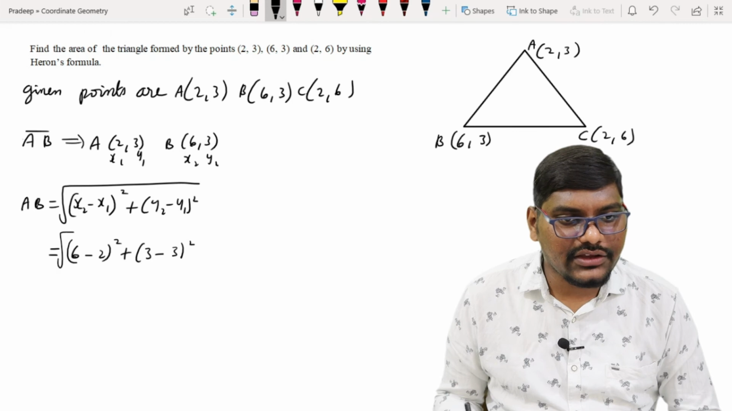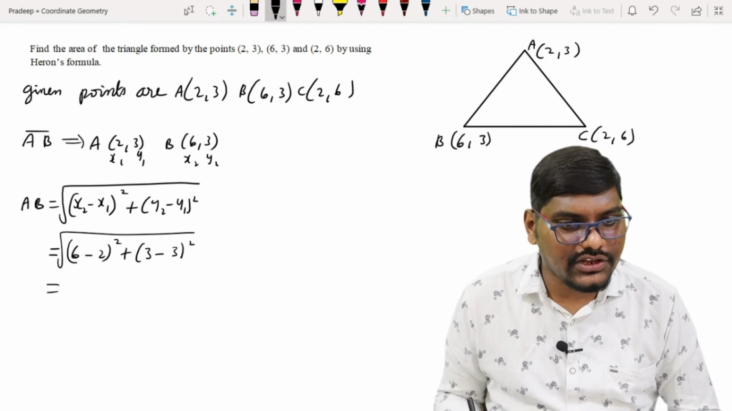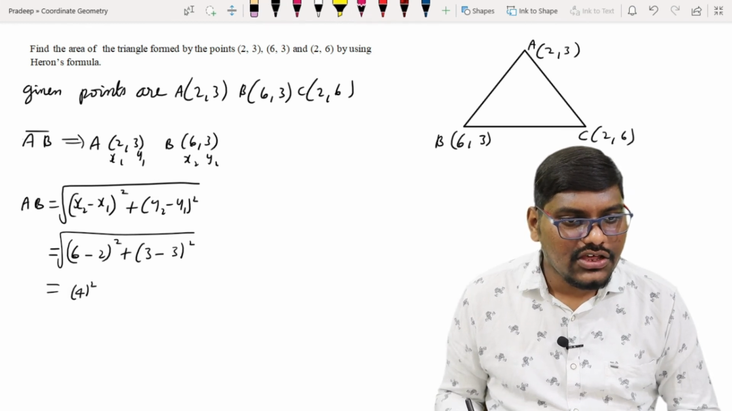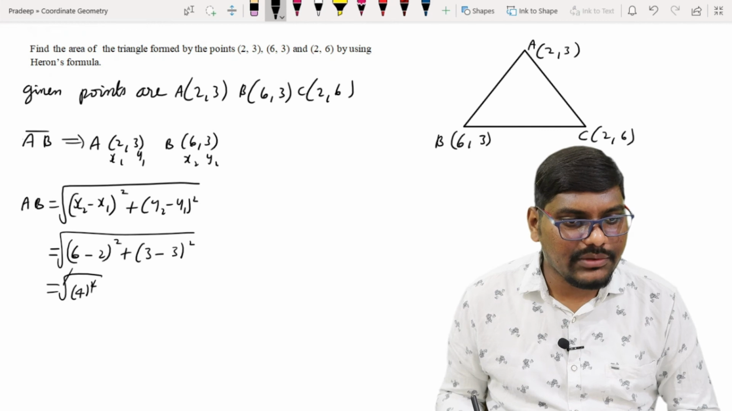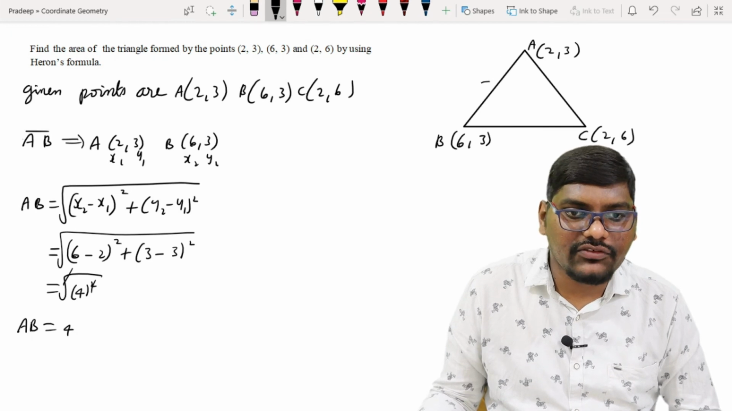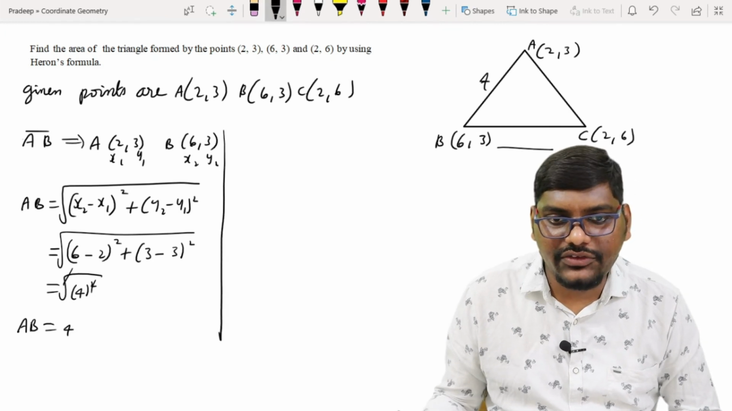So this we can write as 3 minus 3 is 0, and 6 minus 2 is 4 squared, where we can cancel the root and the square, so we'll be getting the value as 4. So this is the AB which we got. The distance AB we got as 4, and we'll find out the next distance.